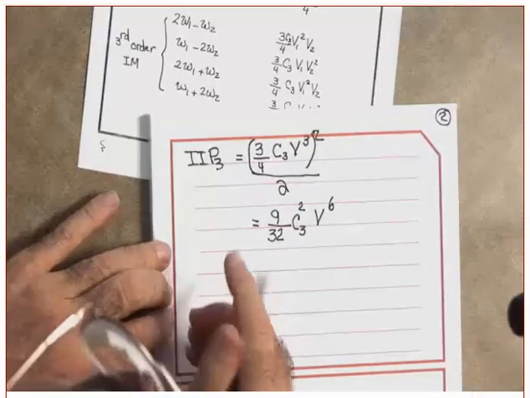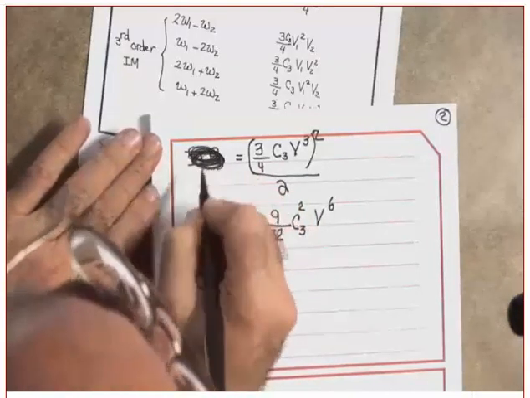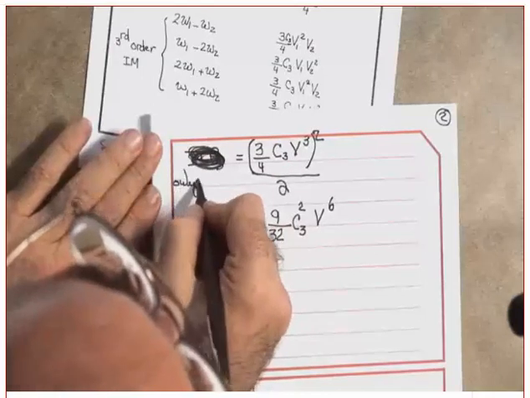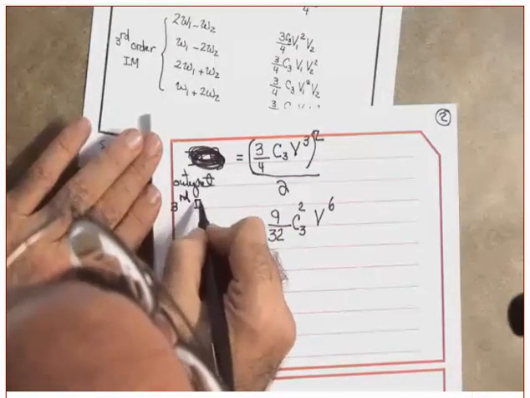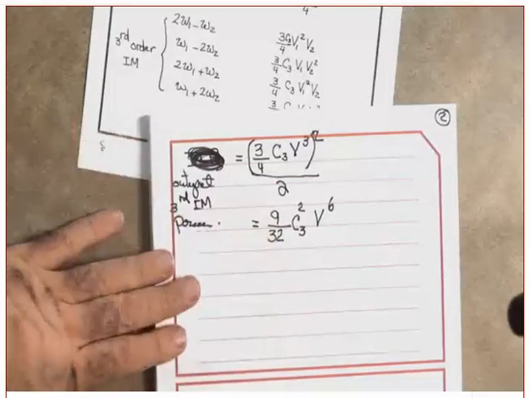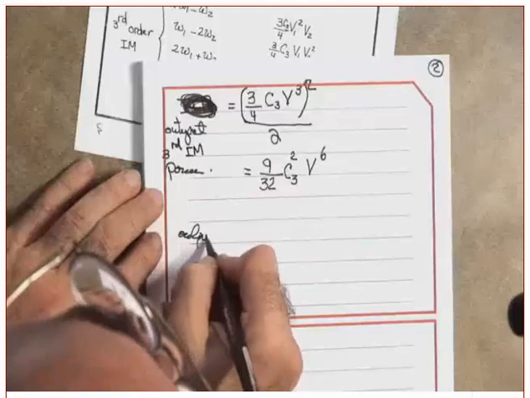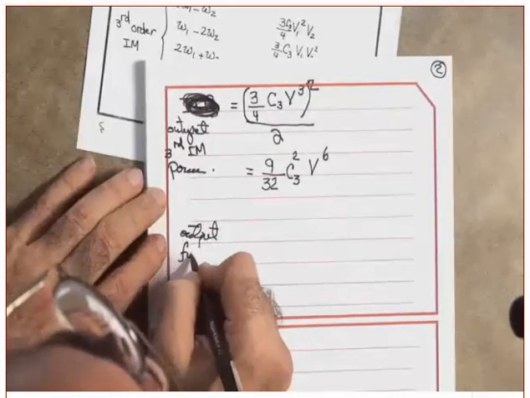One second, I made a mistake. This is not IIP3. This is the output. I'm sorry, this is the output third order intermodulation power. Did you get this or not? Okay, good. Now, what is the output fundamental power? Help me.